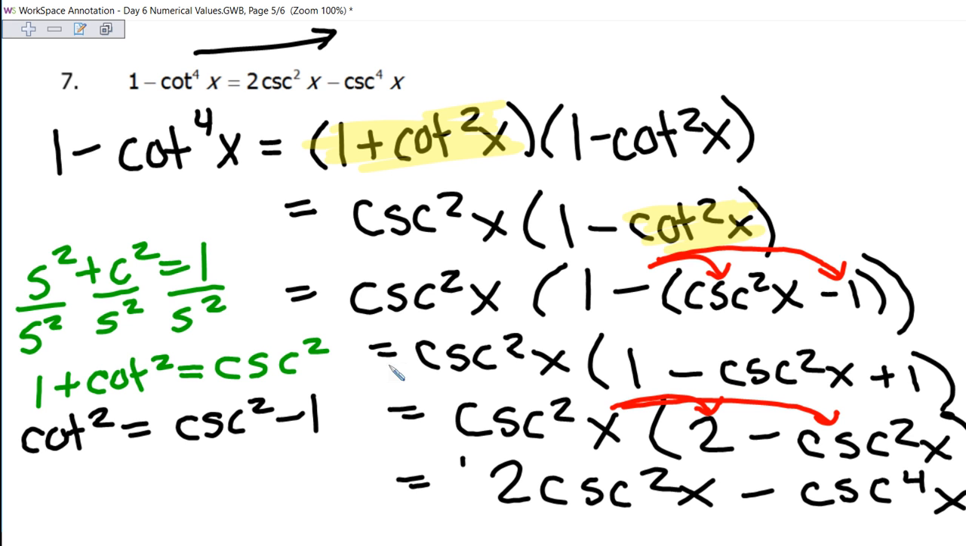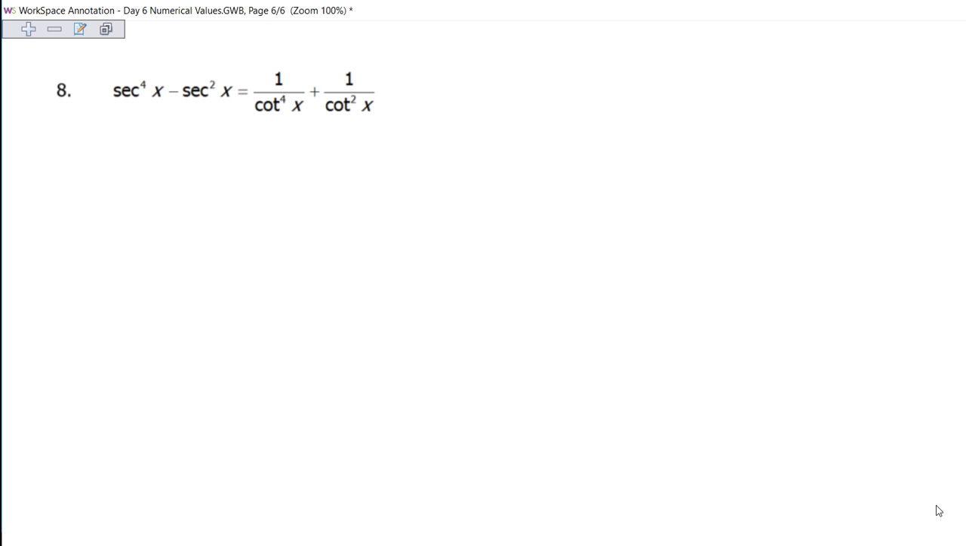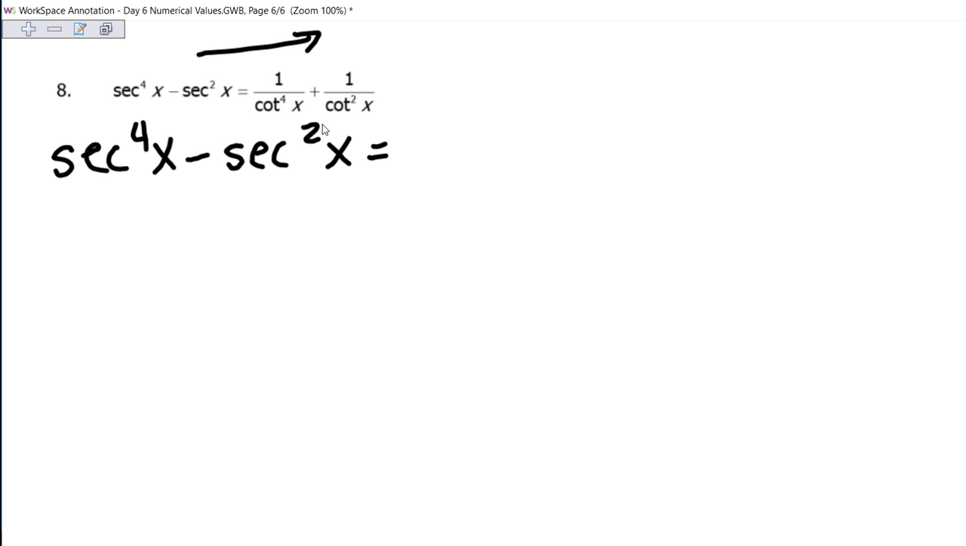One more. The fun continues. One more time. Number 8. Do we want to start with the left side or the right side? Left side. We have secant to the 4th power of x minus secant squared of x. Now, you could look at that and notice that it is a difference of squares, but what could you see before that?